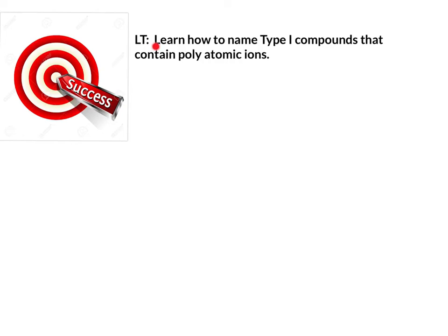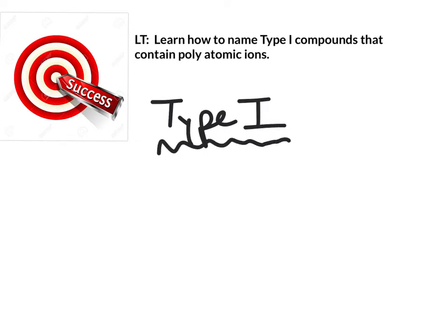In this video, you're going to learn how to name type 1 compounds, and we're going to concentrate on those that have polyatomic ions in them. The first thing you have to know is what a type 1 compound refers to. Type 1 ionic compounds are those that have metals or polyatomic ions with known charges.